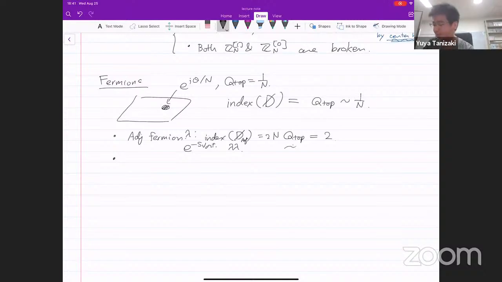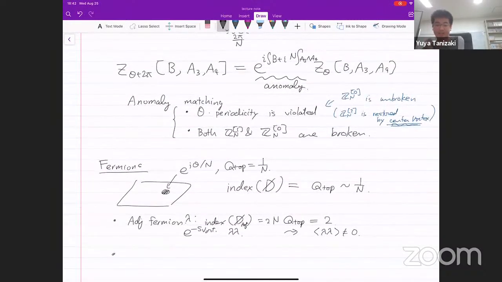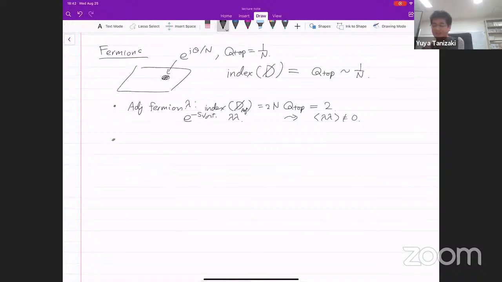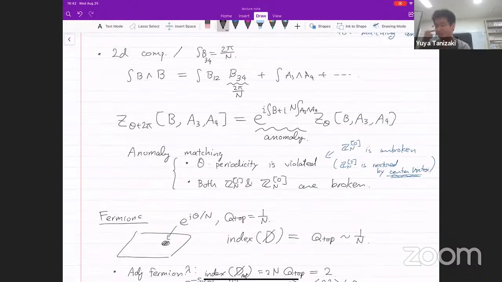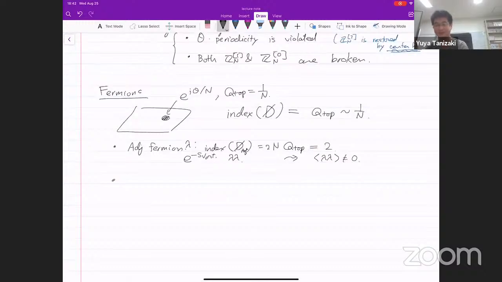And by having this vertex, it is natural to have a non-zero expectation value of the adjoint fermion. So the discrete chiral symmetry of the adjoint fermion is likely to be spontaneously broken if those center vortices are really proliferated. And again, it's also related to the theta angle periodicity anomaly. In this case, we also have a mixed anomaly between the G_N one-form symmetry and discrete chiral symmetry in four dimensions. But by the same logic I explained here, that anomaly still survives even in this 2D compactification. And as long as those zero-form and one-form symmetries are unbroken, again, that discrete chiral symmetry has to be broken in order to match the anomaly.